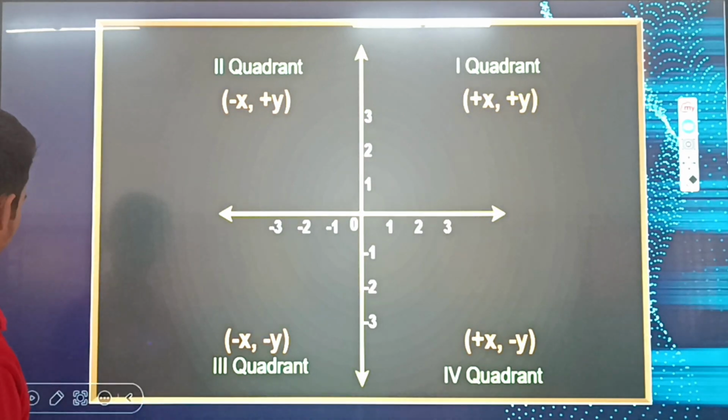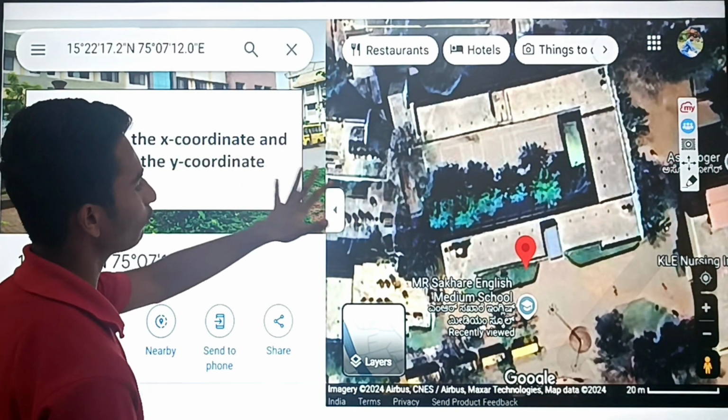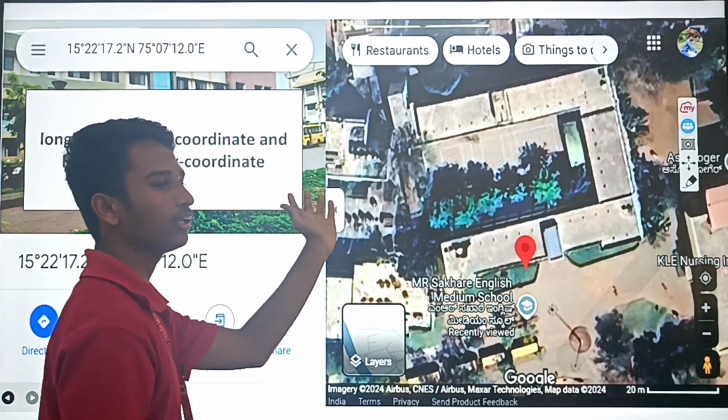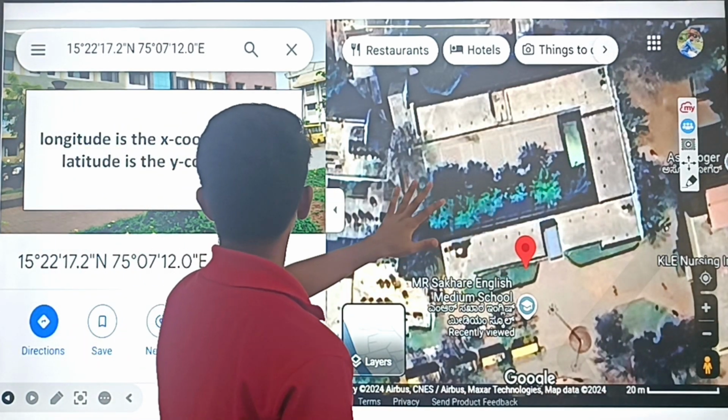By this example we can get to know the coordinates of a school, which are the longitude and latitude. The x coordinate of a school will be the longitude and the latitude of the school will be the y coordinate.